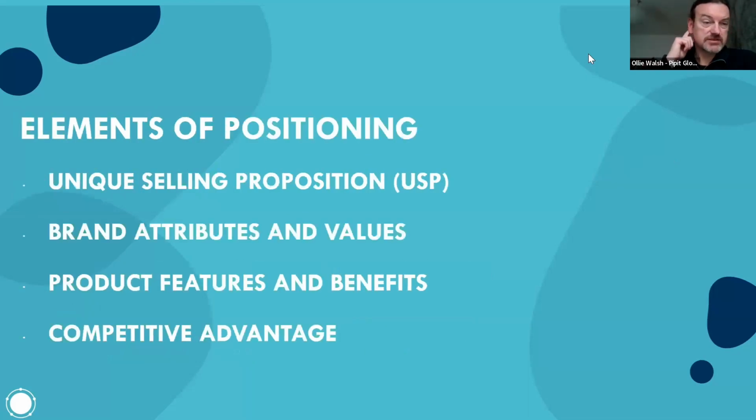So elements around positioning is the unique selling proposition, the USP. What's unique about my product? Why should somebody buy my product instead of somebody else's? Youthbank's a perfect example of that, because the programs they run are so unique in the inclusiveness and the financial education and the community that they affect, and how they work. The brand attributes and values, the product features and benefits. All these are Youthbank elements that make it totally distinct from other youth organizations, but also other financial education institutions and NGOs and charities, etc.